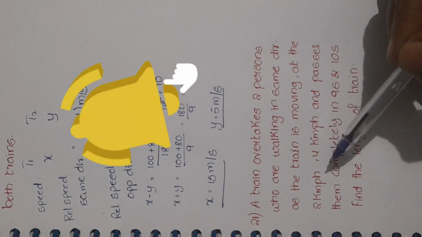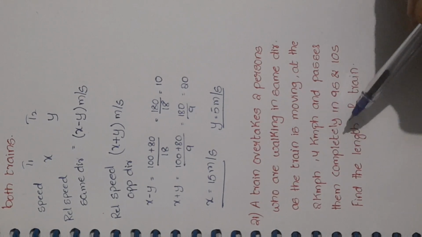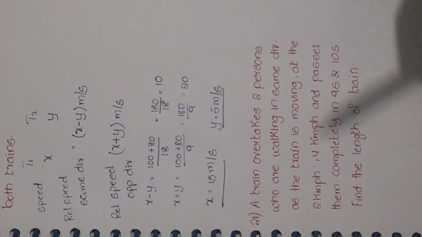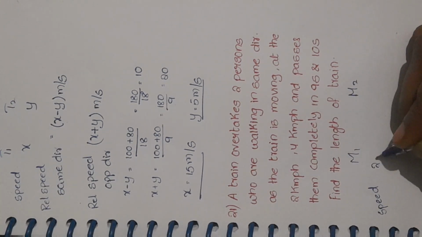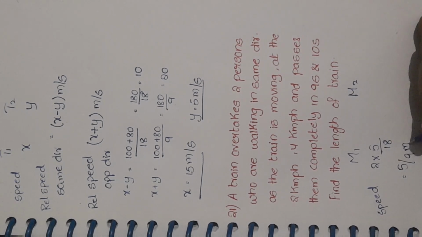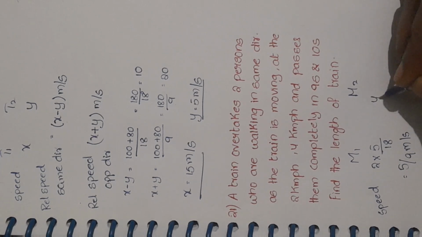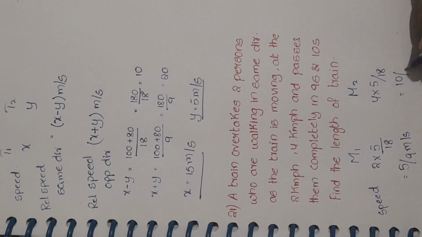Question number 21. A train overtakes two persons who are walking in the same direction as the train is moving at the rate of 2 km per hour and 4 km per hour and passes them completely in 9 seconds and 10 seconds. Find the length of the train. The speed of the first man is given as 2 km per hour. Converting this into meters per second, multiplied by 5 by 18, we get this as 5 by 9 meters per second. Now the speed of the second man is 4 into 5 by 18. We get the value as 10 by 9 meters per second.